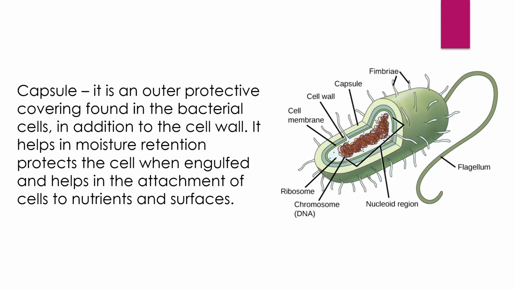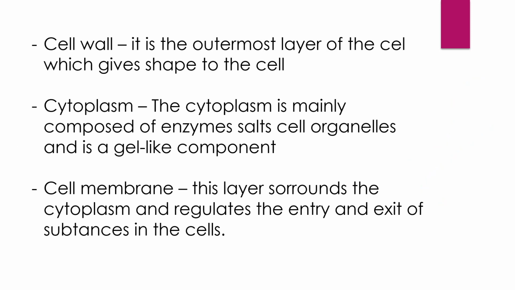Capsule. It is an outer protective covering found in bacterial cells. In addition to the cell wall, it helps in moisture retention, protects the cell when engulfed, and helps in the attachment of the cell to nutrients and surfaces. Cell wall. It is the outermost layer of the cell, which gives shape to the cell. Cytoplasm. The cytoplasm is mainly composed of enzymes, salts, and cell organelles, and is a gel-like component.